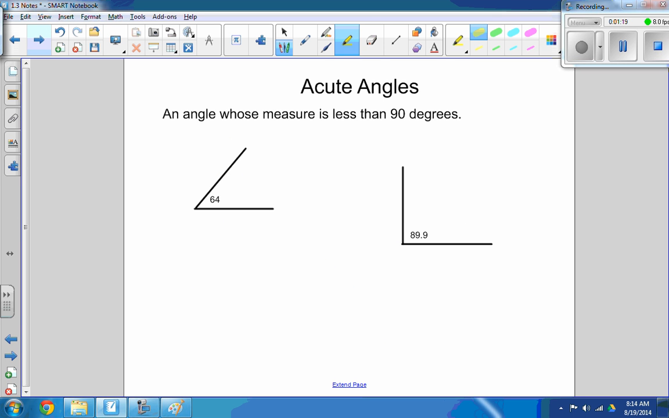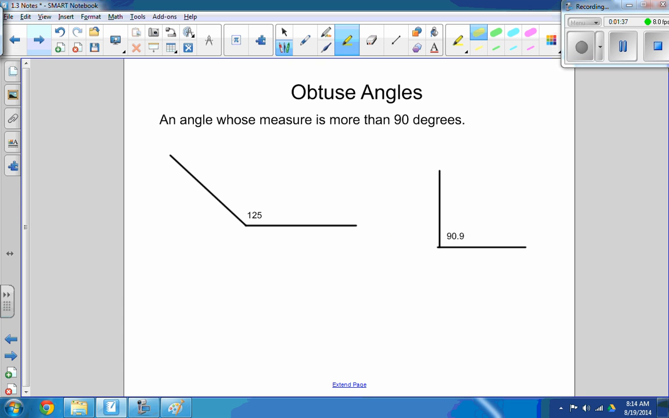Acute angles, an angle whose measure is less than 90 degrees. So you can see here 64 degrees, 89.9 degrees. And you can look at that. It looks like it's 90, but it's not. It's 89.9 because the angle measure is given. Obtuse angles, an angle whose measure is more than 90 degrees. So 125 degrees, 90.9 degrees.